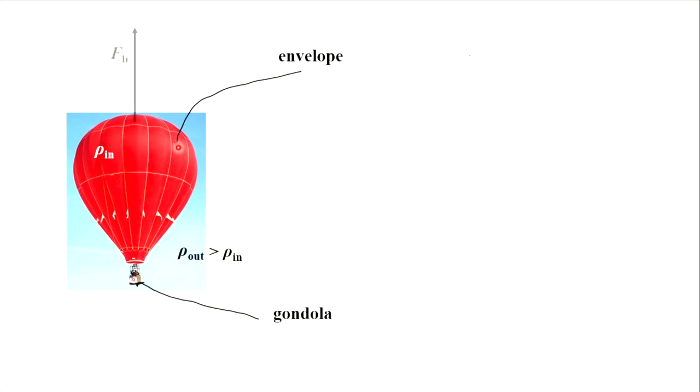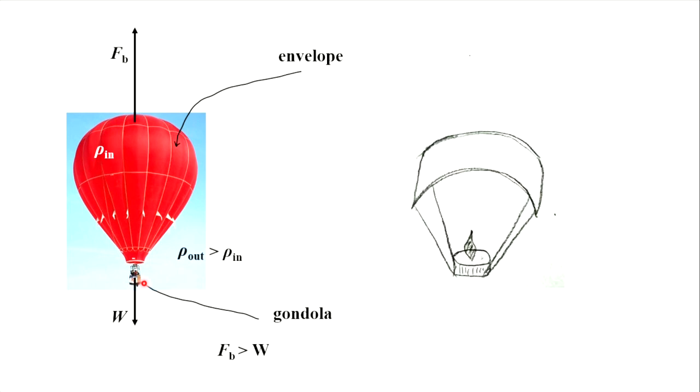Because of this, the buoyant force which acts on the envelope can be greater than the net weight of this system, and for this reason, the balloon can fly. In the case of the mask, the role of the envelope is played by the mask itself, and the role of the gondola is played by the candle with a flame. Again, the density of air under the mask is less than the density of air outside, and the buoyant force can be greater than the net weight, like here, and the mask can fly.